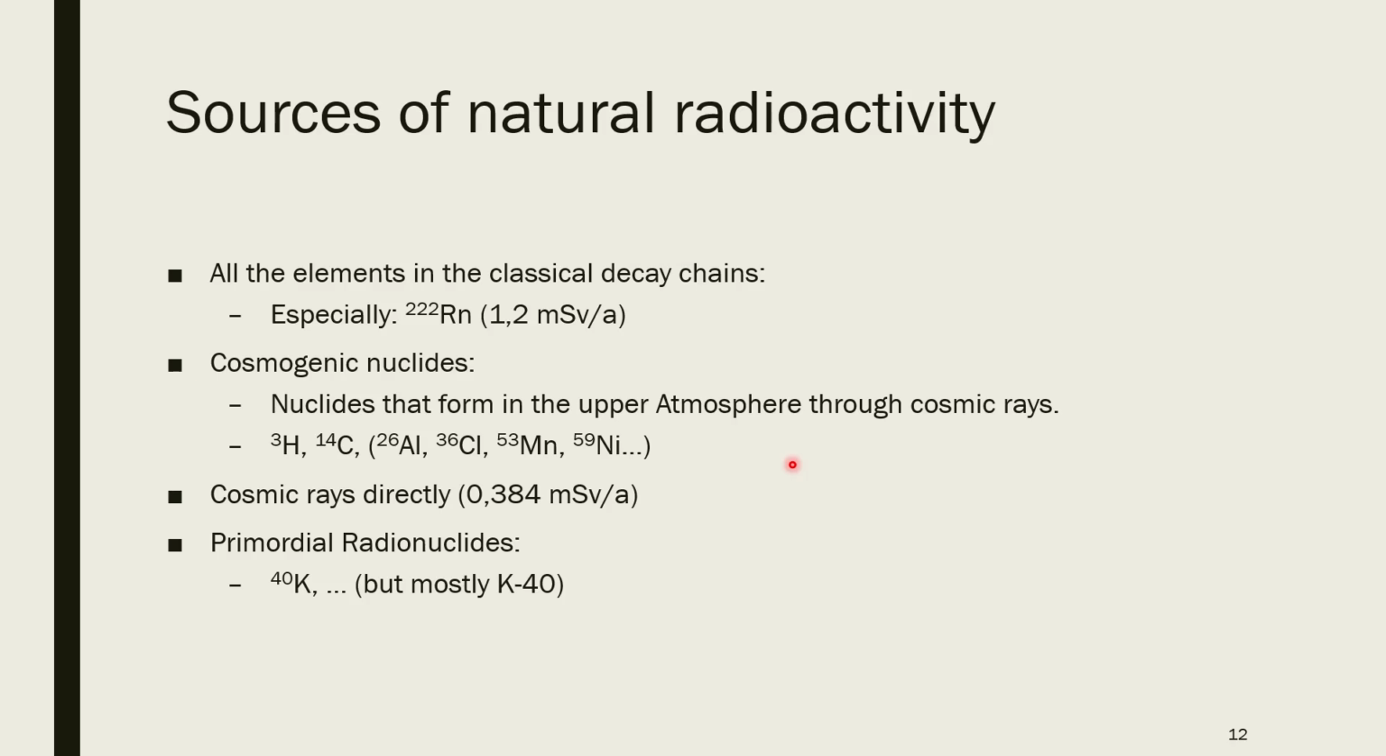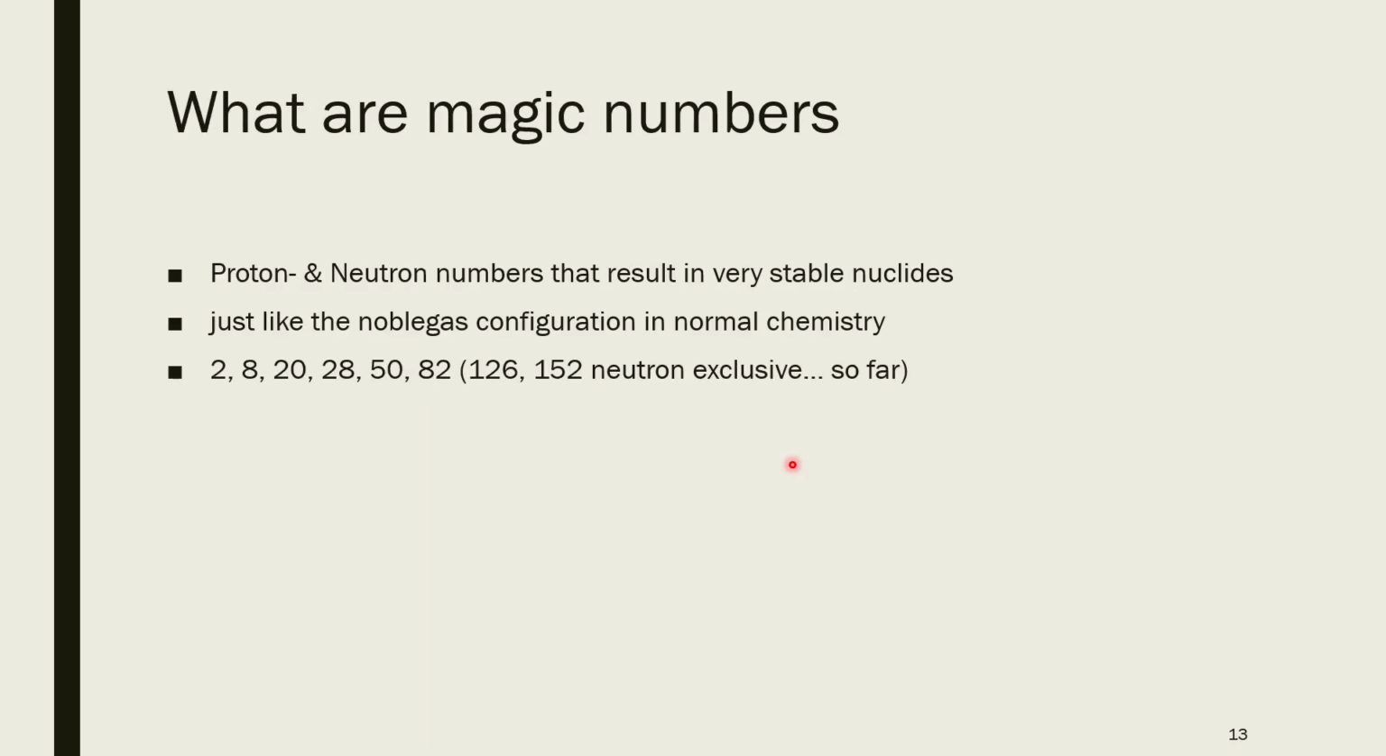For example, potassium-40, there are other primordial radionuclides. I made a whole video about them, but most likely it's potassium-40 that will give you this dosage from primordial radionuclides. There's molybdenum-100, but I don't know how your life would have to look for molybdenum-100 being a more prominent source of radiation than potassium-40, because you have potassium-40 everywhere. This is the second to last slide.